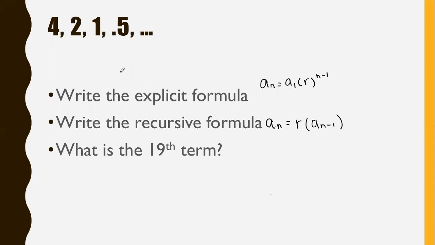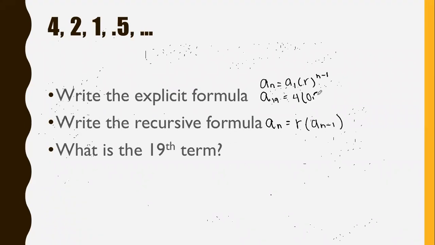Jaden, can you give me the explicit formula? Yes. So I put A19 equals 4 parentheses 0.5 and then 19 minus 1. Perfect. Okay. Someone else give me the recursive formula.